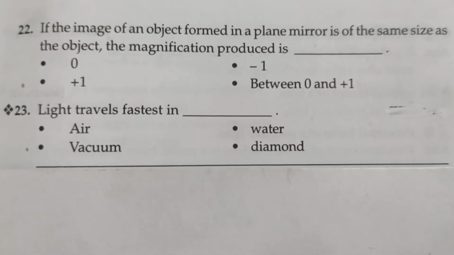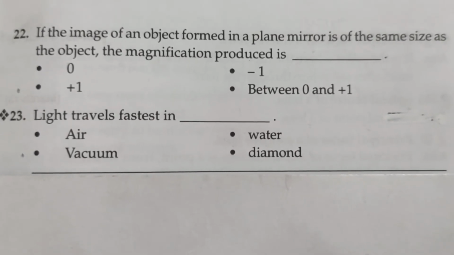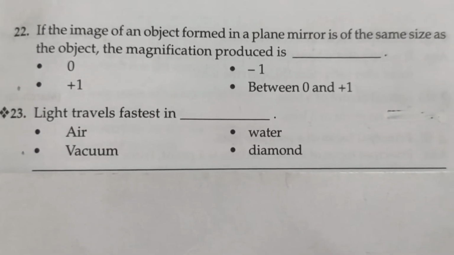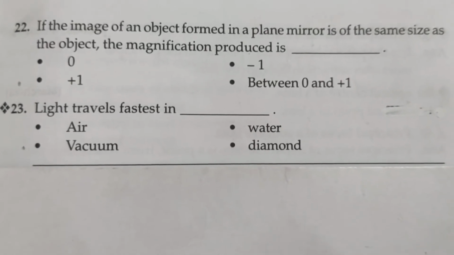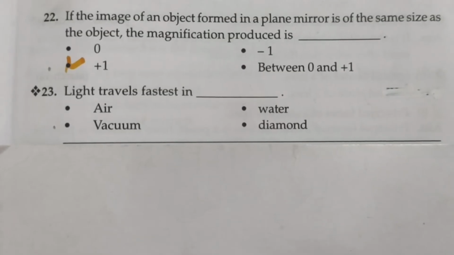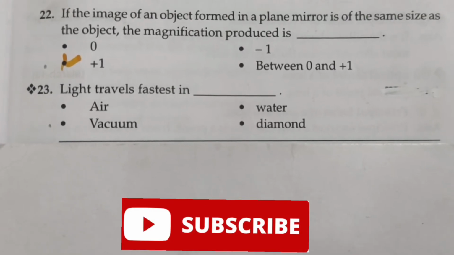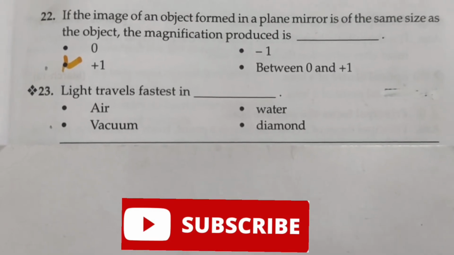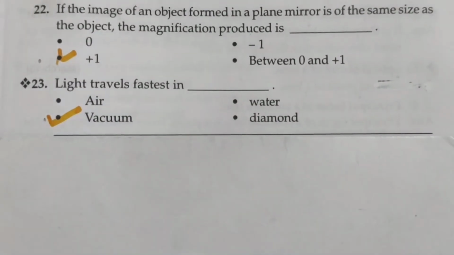If the image of an object formed in a plane mirror is of the same size as the object, the magnification produced is 0, -1, +1, or between 0 and +1. And the correct option is +1. Light travels fastest in air, water, vacuum, or diamond. And the correct option is vacuum.